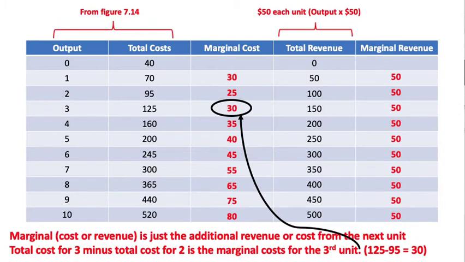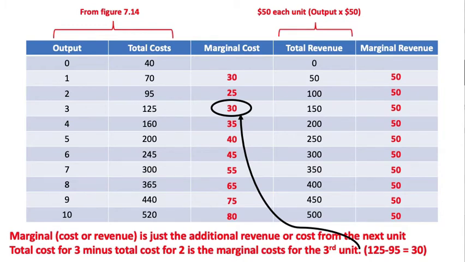Marginal revenue is calculated exactly the same way. In this case, it's very simple because each unit is sold for $50, and so the $50 revenue per unit is the marginal revenue. So if you see 100 minus 50 is 50, 150 minus 100 is 50, and so on and so forth. So that would be a relatively simple scenario.